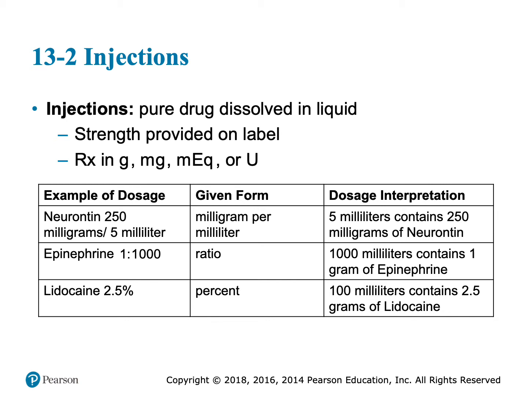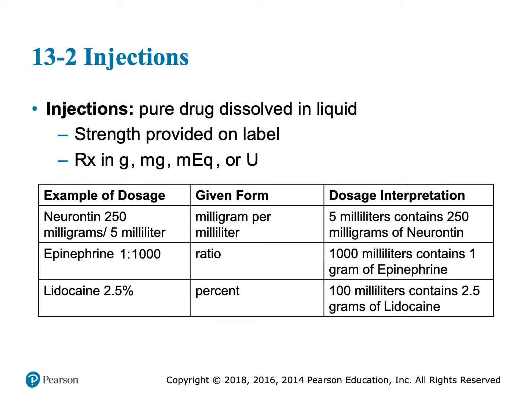Then the second one is epinephrine 1 to 1,000. This is given as a ratio, and this is something that we will be writing on our medications in the operating room in the role of the surgical technologist very often. So the way that we interpret this is in 1,000 milliliters, there is 1 gram of epinephrine.